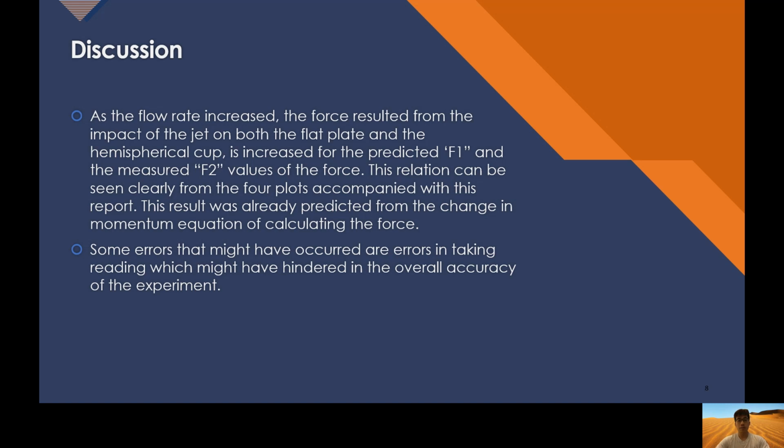As for discussion, as the flow rate increased, the force resulting from the impact of the jet on both the flat plate and the hemispherical cup increased, for both the predicted F1 and the measured F2 values of the force. This relation can be seen clearly from the 4 plots accompanying this report. This result was already predicted from the change in momentum equation for calculating the force. Some errors that might have occurred are errors in taking readings, which might have hindered the overall accuracy of the experiment.